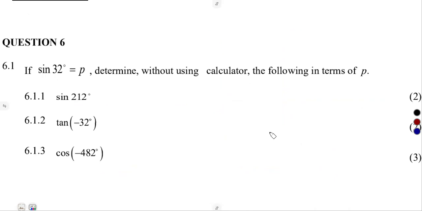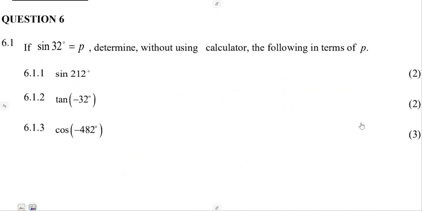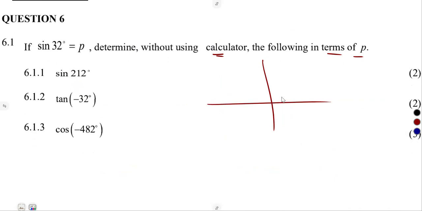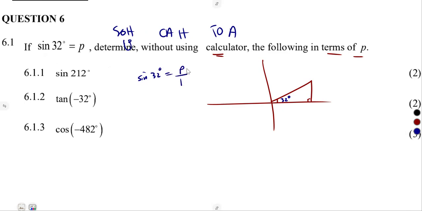6.1, if sine of 32 is equal to p, determine without using a calculator the following in terms of p. First of all, you just need a sketch. This is an acute angle. So in our sketch, we have our angle of 32 degrees. From the SOHCAHTOA concept, sine is opposite over hypotenuse. So sine of 32 degrees is p over 1.